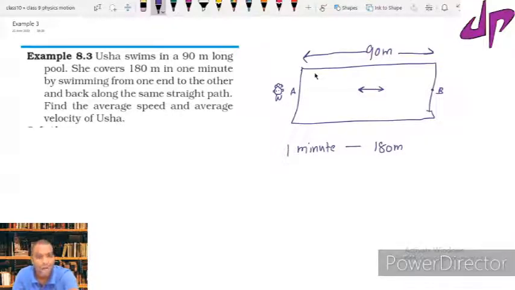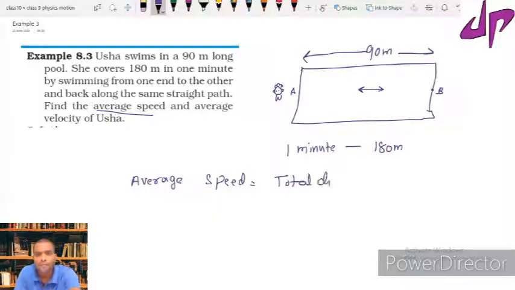We need to find average speed and average velocity of Usha. To calculate average speed, what is the average speed formula? Average speed equal to total distance by total time.